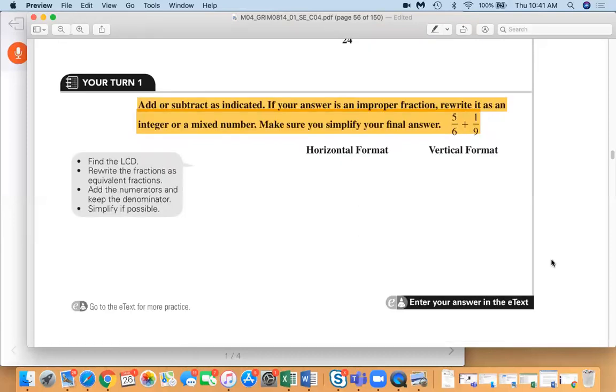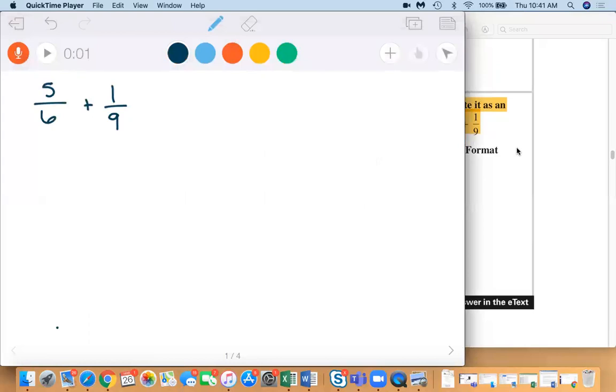So here's an example. We have add or subtract as indicated. So I'm going to write it out and then I'll take a look. So we have 5 over 6 plus 1 over 9. I'm going to do it with the horizontal format first, so we're just going to keep working as we are here. The first thing we need to do is find our lowest common denominator.